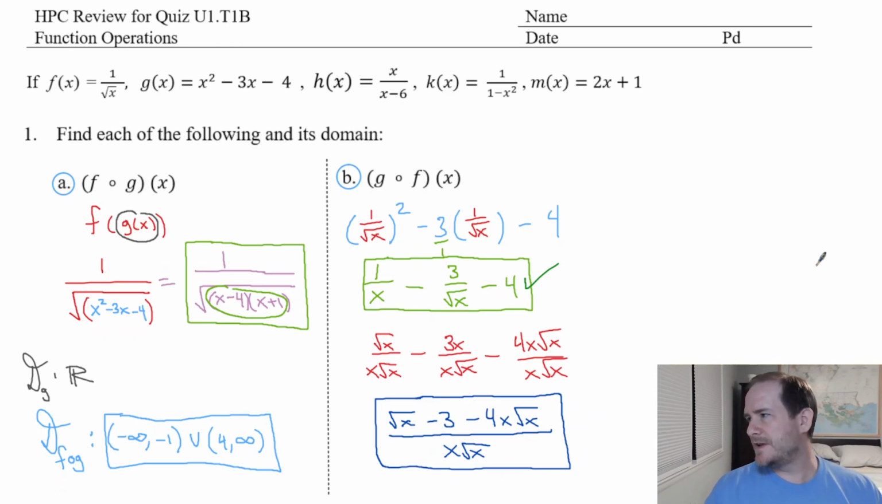So let's do this the lazy way, and let's base our answer off of this algebraic expression. Based off of this algebraic expression, I would say I can't divide by 0, so 0's out. I'd say I can't take the square root of anything negative, so anything less than 0 is out. And just as a lazy bones way of figuring this out, I would say the domain of g composed with f is just going to be 0 to infinity.